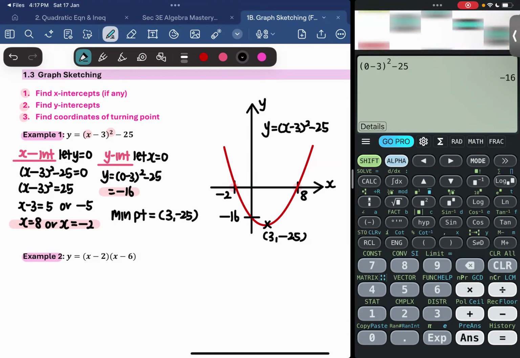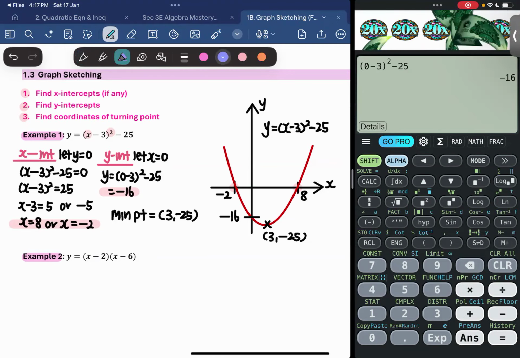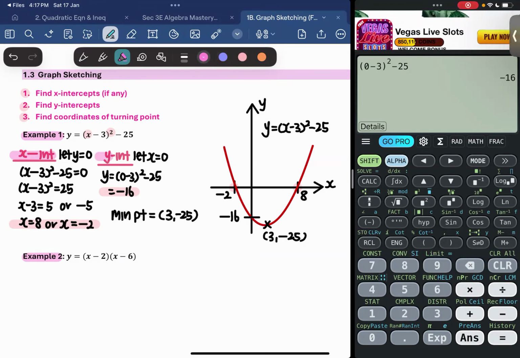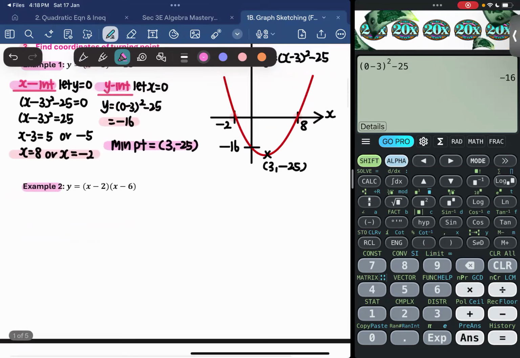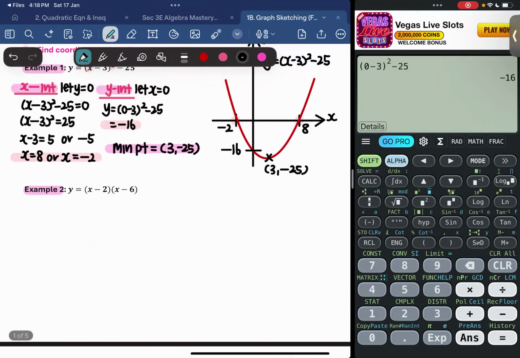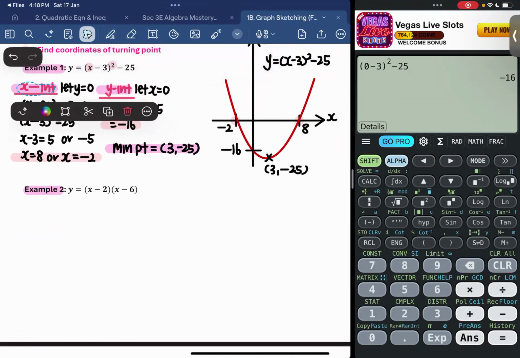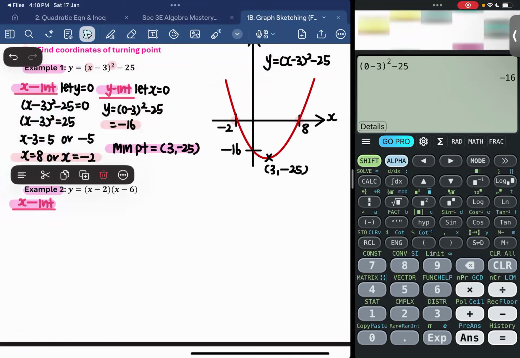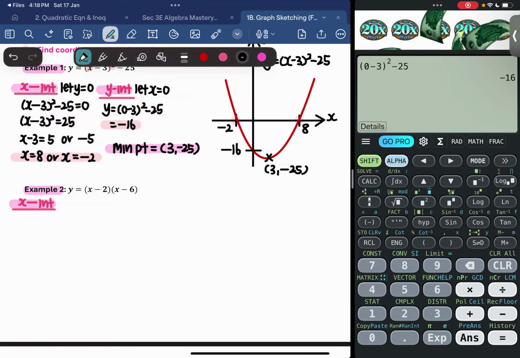So sketching your graphs: x-intercept, y-intercept, and the coordinates of your turning point. Good enough already. Alright? Okay, so let's look at this bottom one. Usually students will have a little bit more problem because the turning point is not that easy to find. But we do step 1, step 2, step 3. We don't jump steps, okay?